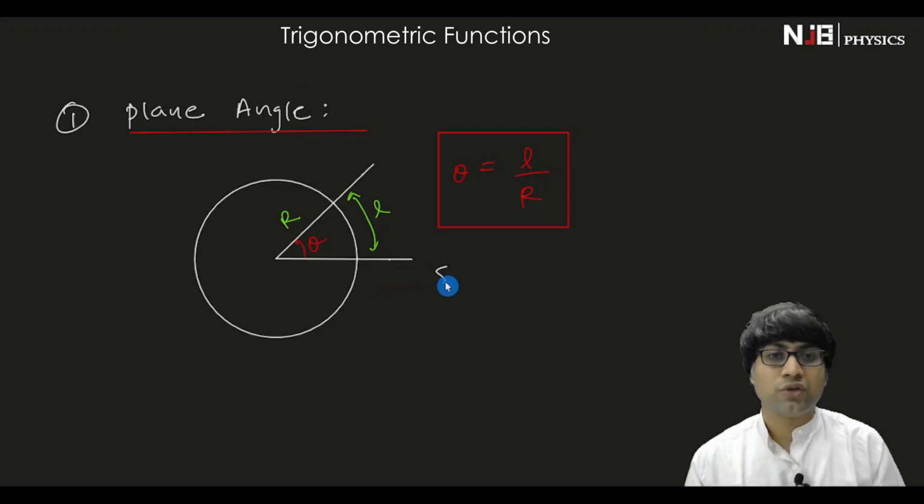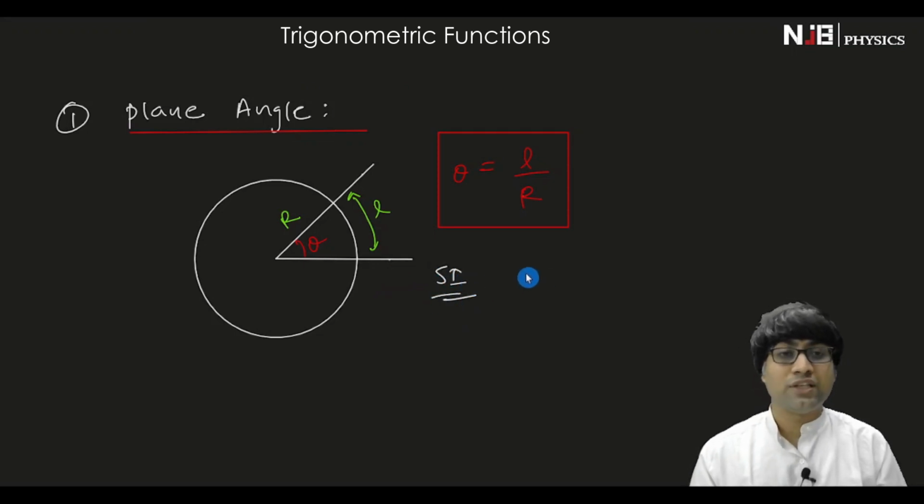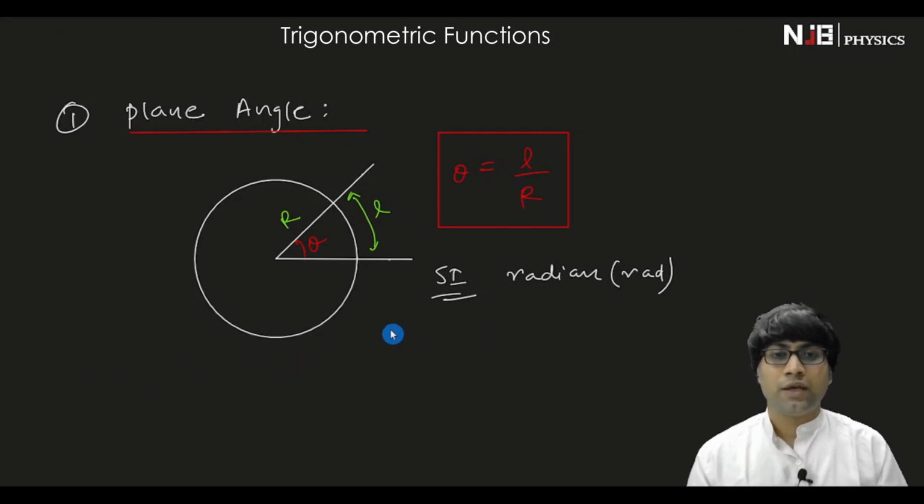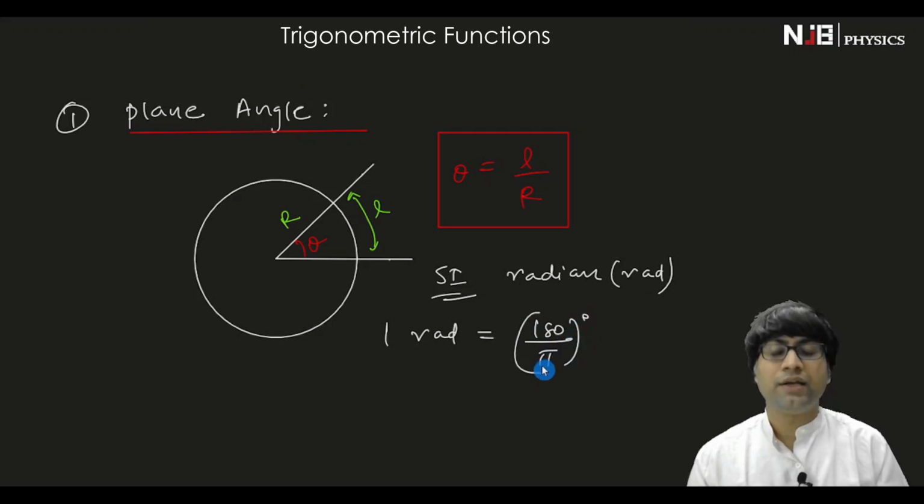And what is the SI unit of this plane angle? The SI unit of this plane angle is radians, which is referred to by rad. In high school, usually we measure this angle theta in degrees, but from now onwards, we'll be majorly dealing with and taking this angle theta in radians, that is its SI unit. So we need to have a relation between radians and degrees. So what is this relation? 1 radian is basically equal to 180 divided by pi degrees.